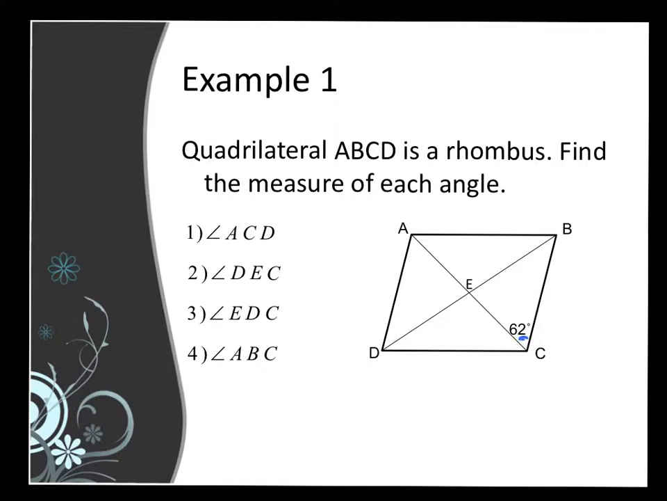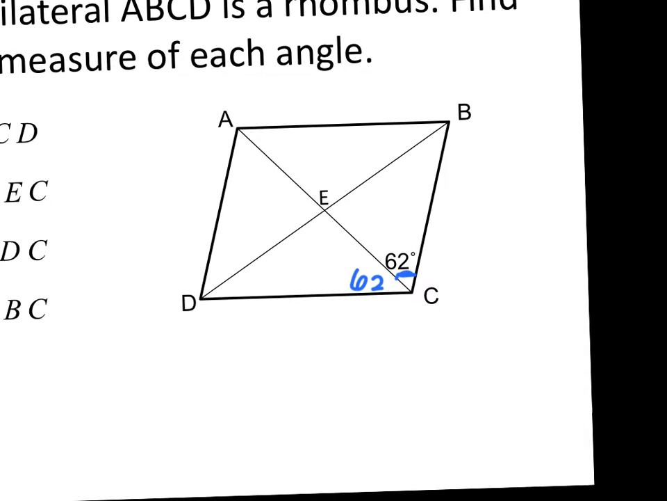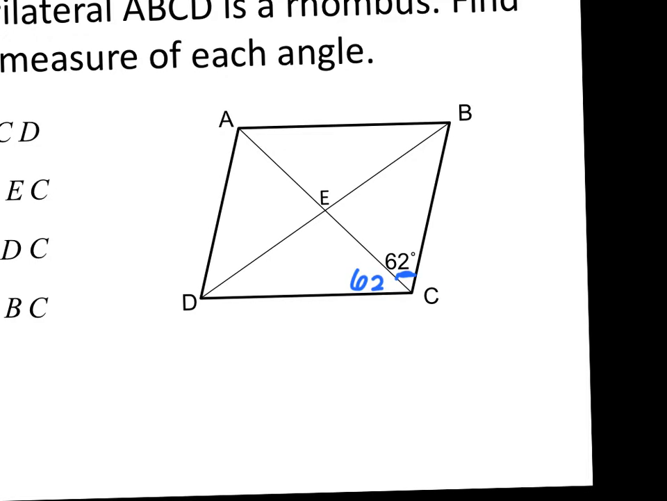So if this is 62, then this is also 62. And then it's a parallelogram, which means the alternate interior angles are still going to be congruent. This is 62, and this is 62. The opposite angles are still congruent and bisected, so they're still in 4 congruent parts, okay? And then take on the properties of a parallelogram.